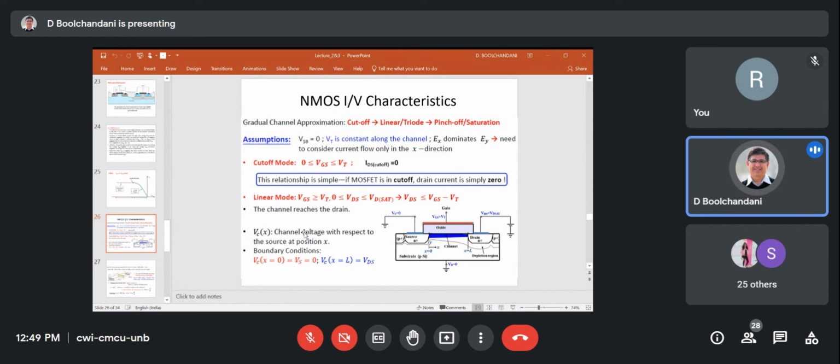Let VC(x) be the channel voltage with respect to the source at position x. Because the drain is connected to a high positive voltage and the source is connected to 0, as you move from source to drain the voltage is going to increase. The boundary conditions are that the channel voltage at x equal to 0 is equal to the source voltage, which is 0. And when x is equal to the channel length L, its voltage is the drain voltage.